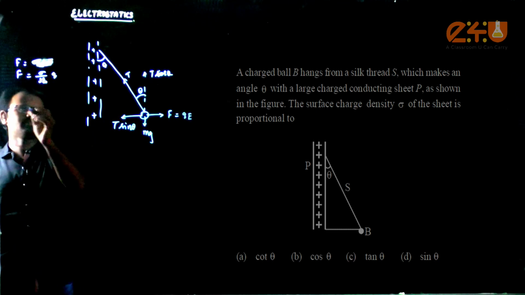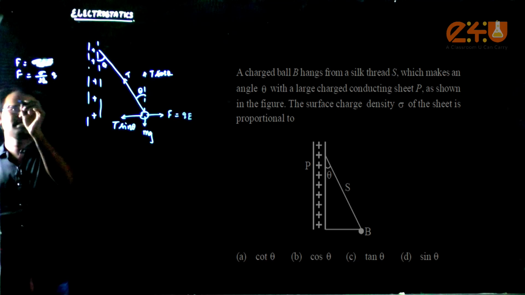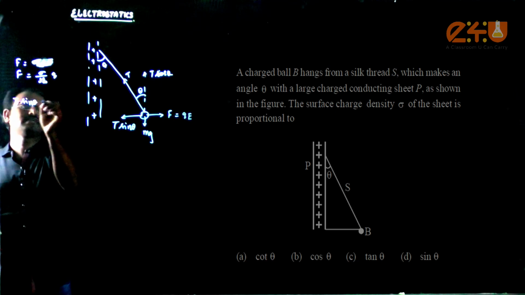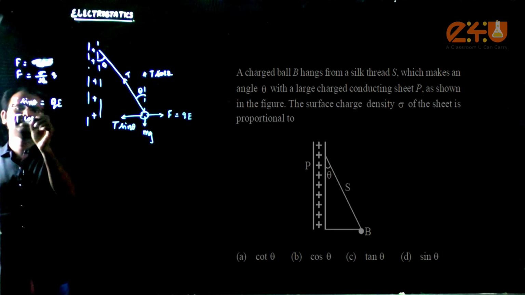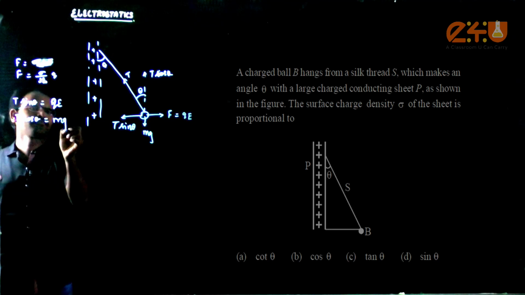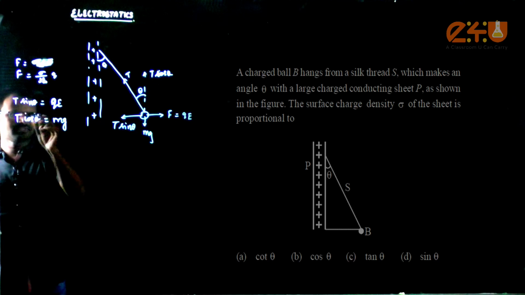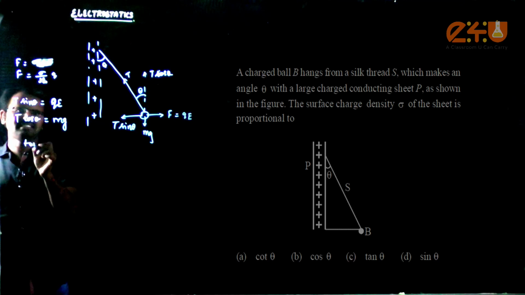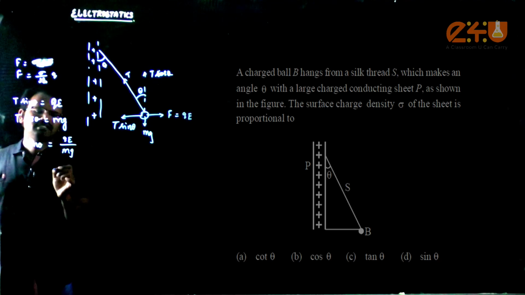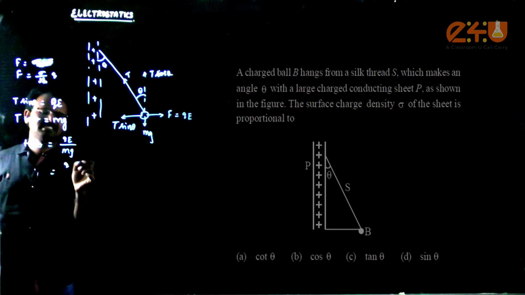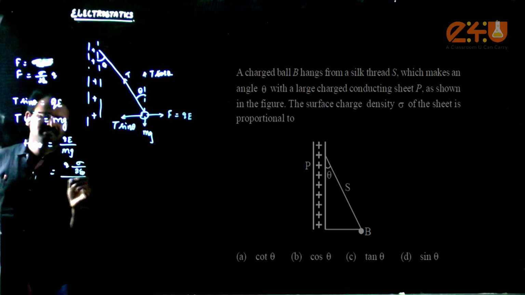If you divide both the things, what will I get? T sin theta is equal to F, which is QE. Similarly, T cos theta is equal to mg. Okay, so I can divide both. If you divide, you will get tan theta is equal to QE divided by mg. Here Q into E is nothing but Q sigma divided by 2 epsilon naught, divided by mg.